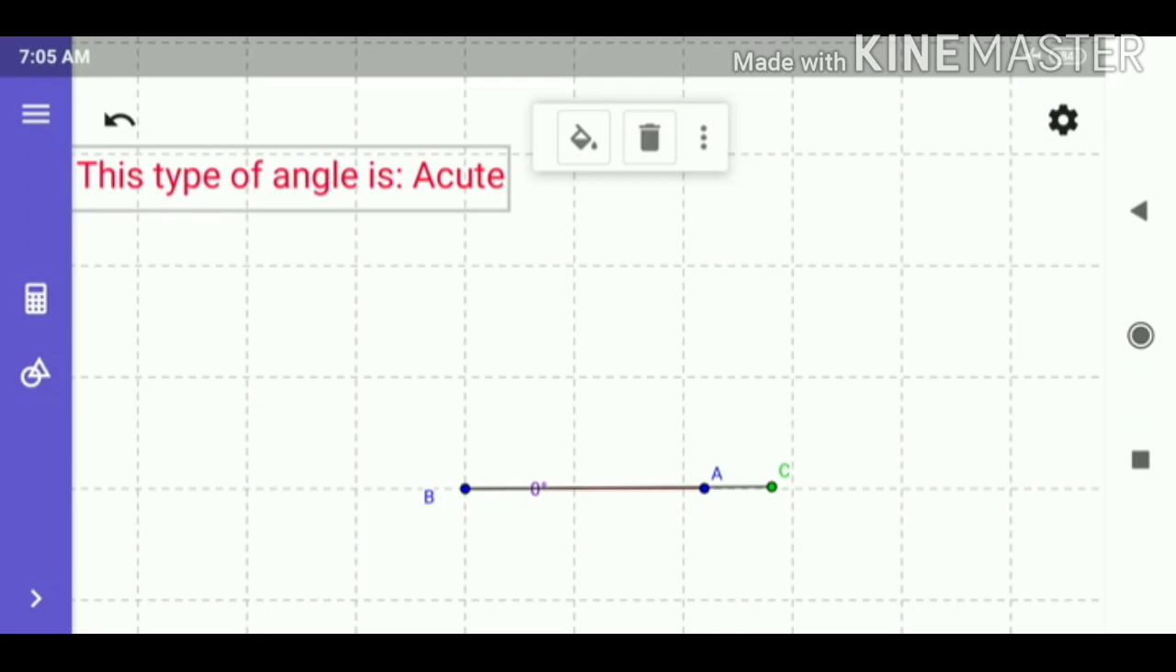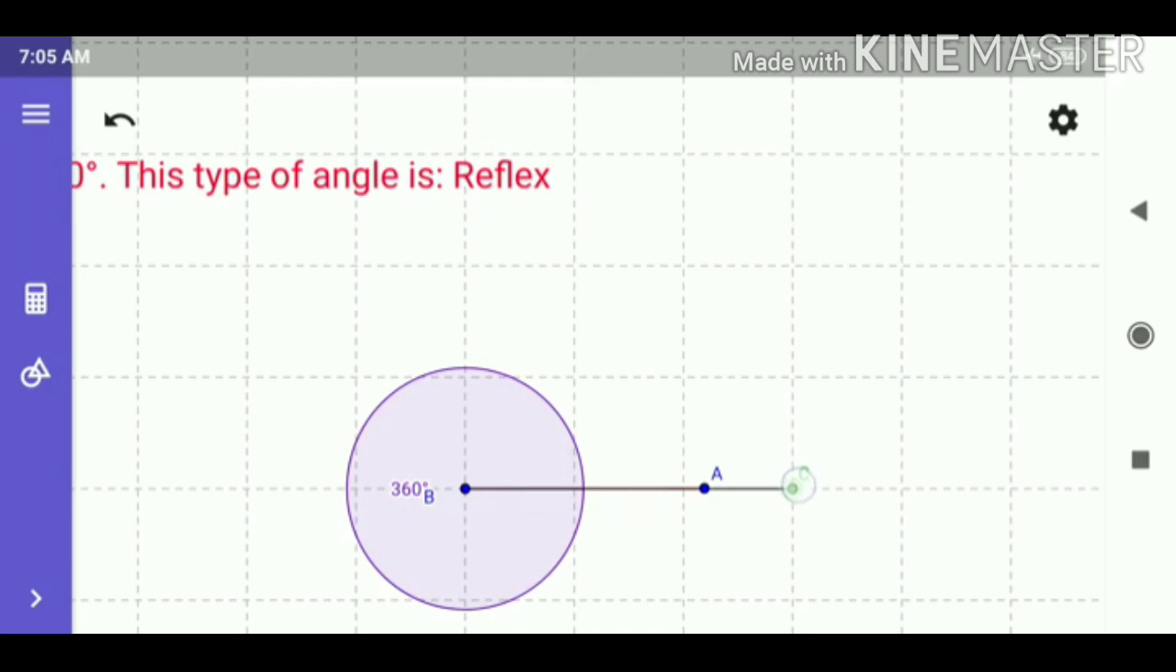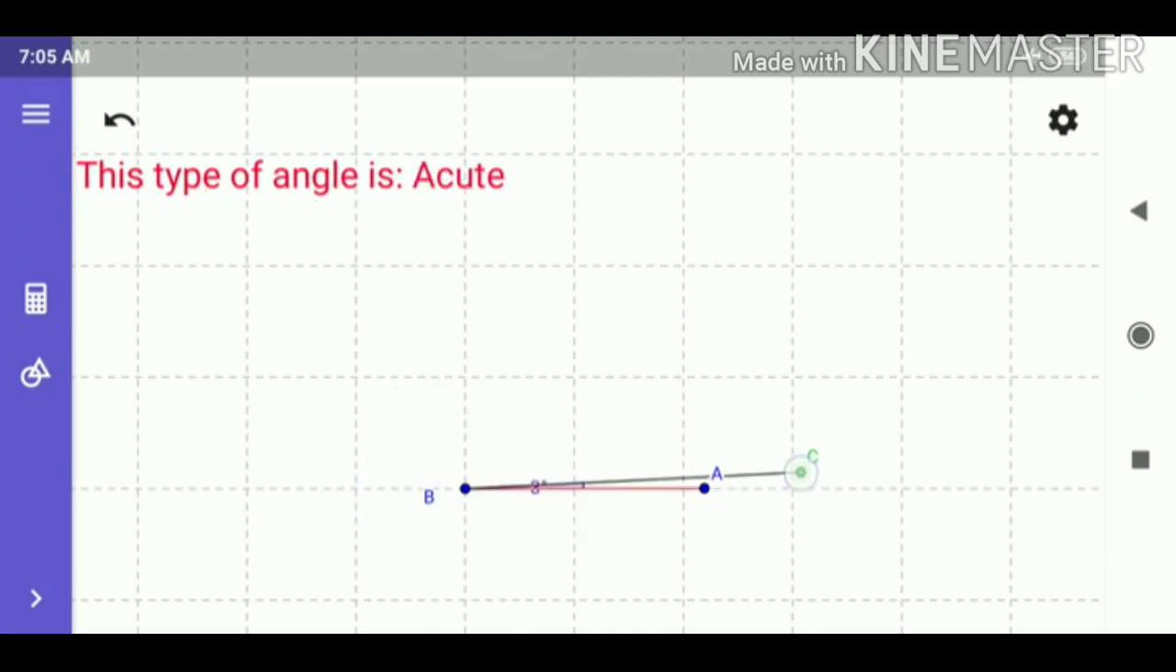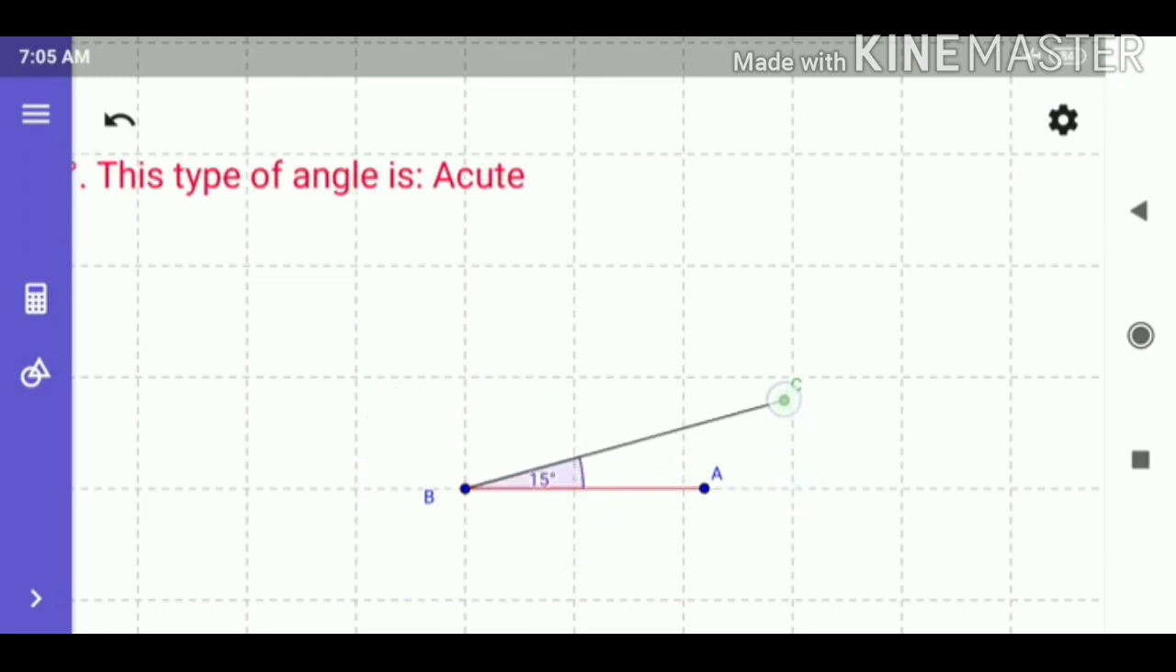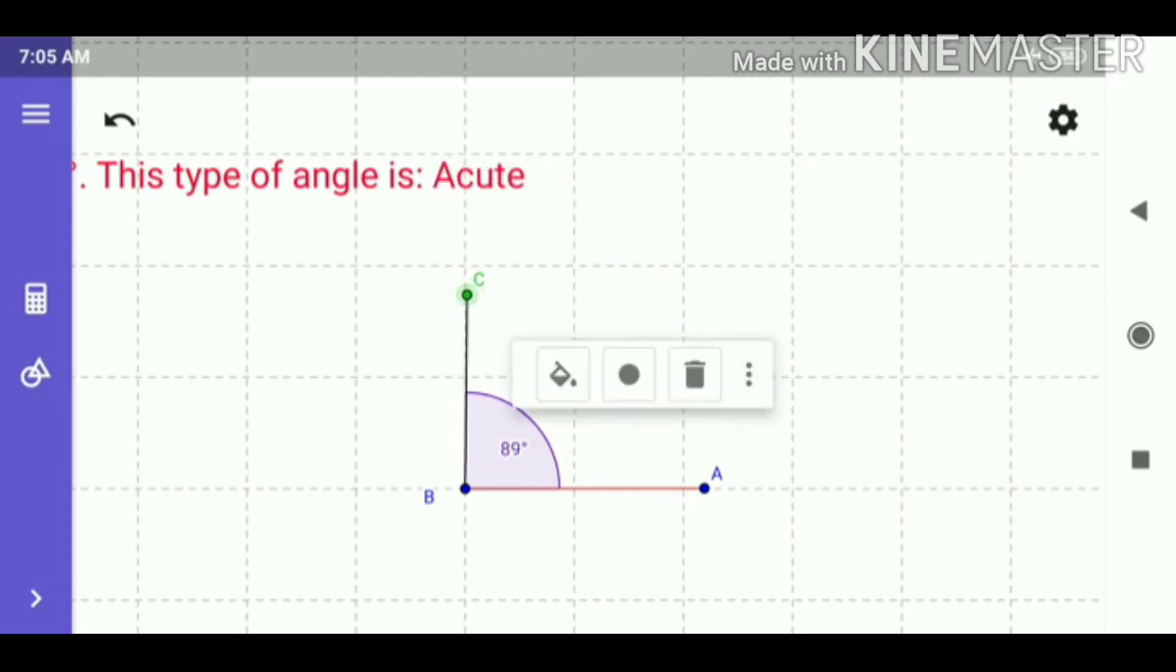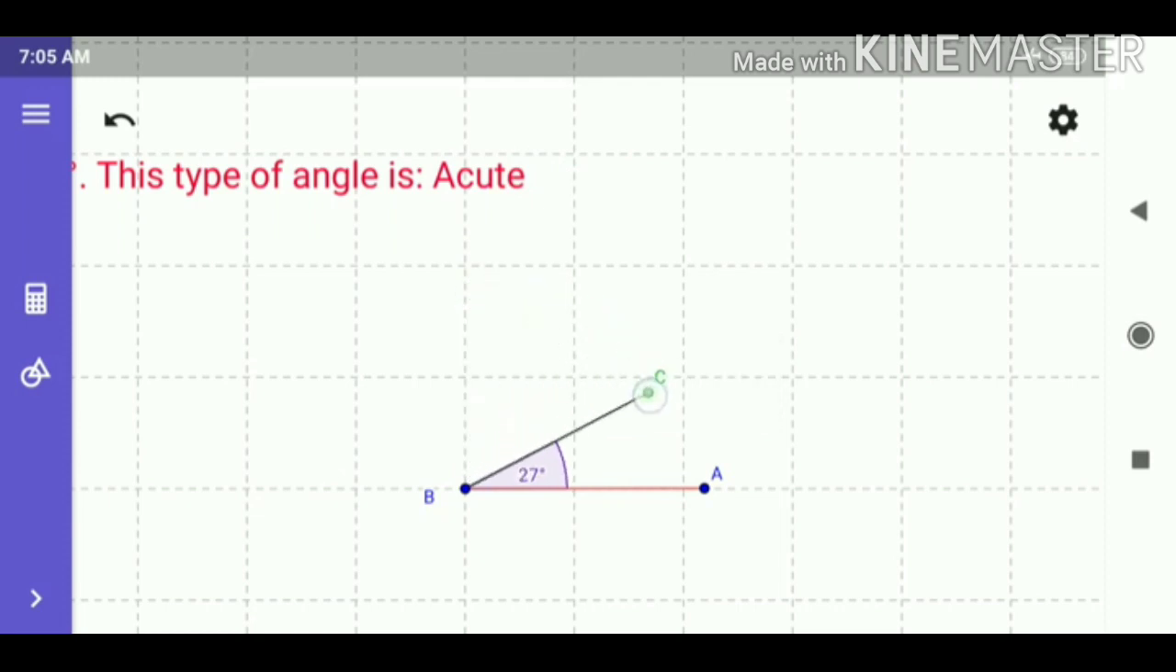So B is called the vertex here, and if one line is overlapping the other, at that time that is 0 angle, and if we increase it, then the space between them keeps on increasing, and the angle which is more than 0 degree but less than 90 degree is known as acute angle. Let us see it again. If the value of the angle is more than 0 degree but less than 90 degree, then that type of angle is known as acute angle.